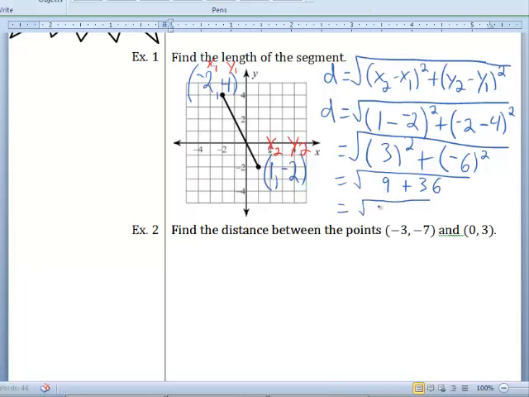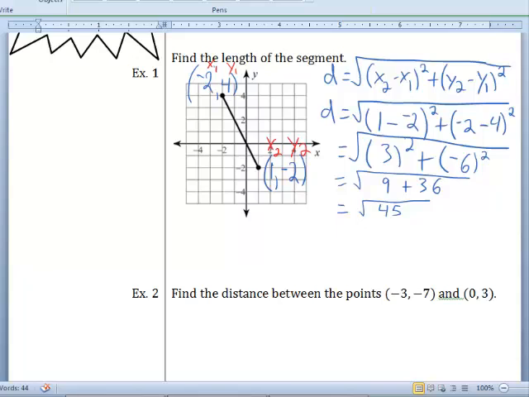I'm going to give myself some more room here. All right, and then I have the square root of 45. I can simplify that. 45 is the same thing as 5 times 9, and 9 is the same thing as 3 times 3. So the square root of 45 is equal to the square root of 5 times 3 times 3. I got those pair of 3's. 3 times 3 is 9, and the square root of 9 is 3, so I can bring this pair of 3's out. So I've got 3 square root 5 is the distance of this line segment on the coordinate plane.